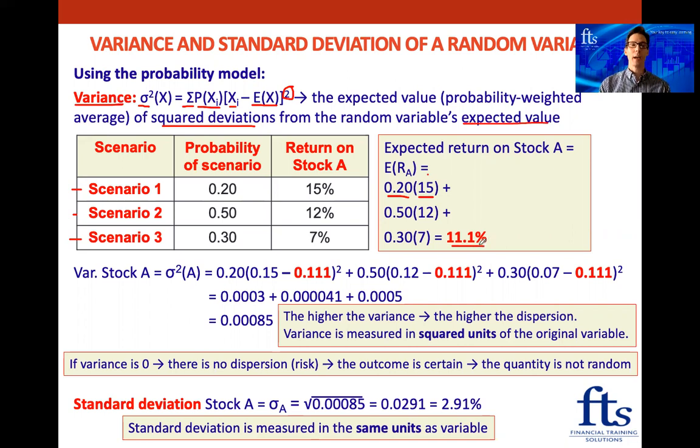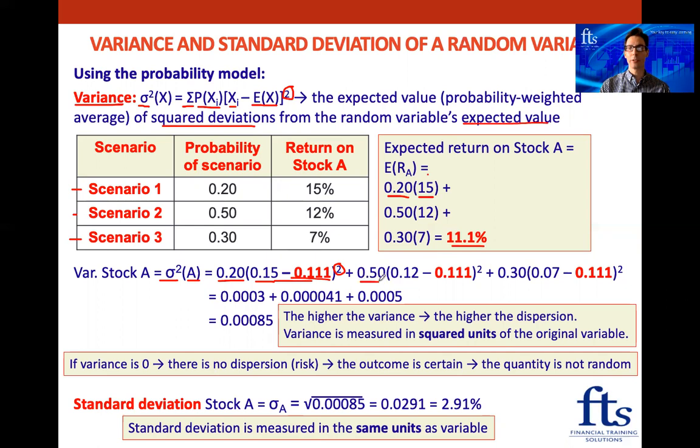Hey, so now to work out the variance of stock A, all we've got to do is take the probability of scenario 1 happening and multiply that by the return under scenario 1 less the expected return, or the expected value, whatever you want to call it. And with that difference, it must be squared, right? And then we need to do that for each and every scenario.